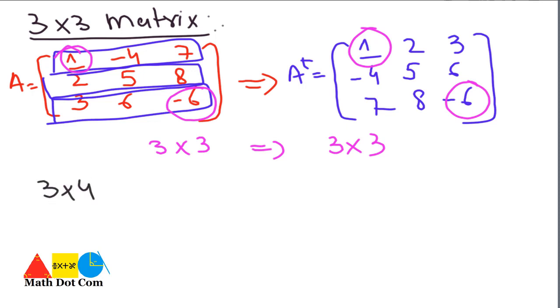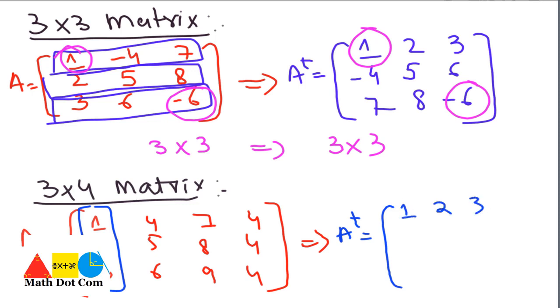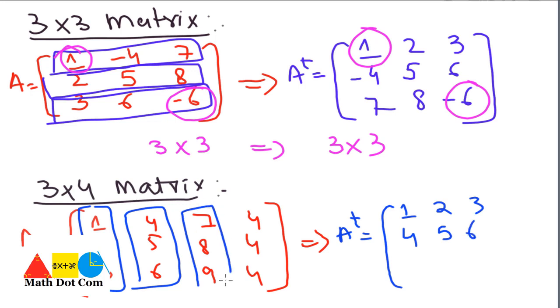Now comes the 3 into 4 order of the matrix. Okay, this is the matrix and you have to find its transpose. So A transpose will be again, now as we have already applied the row technique there, we will apply the column technique here by converting this column into row as 1 2 3, then this column 4 5 6, then this column 7 8 9, and then this column 4 4.